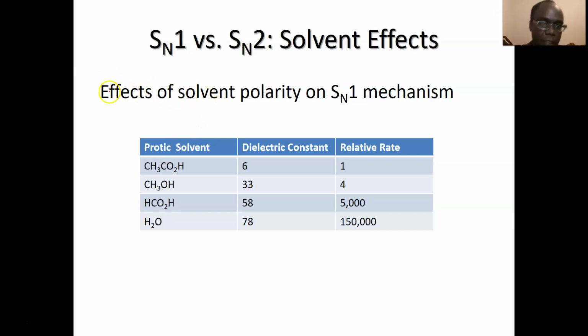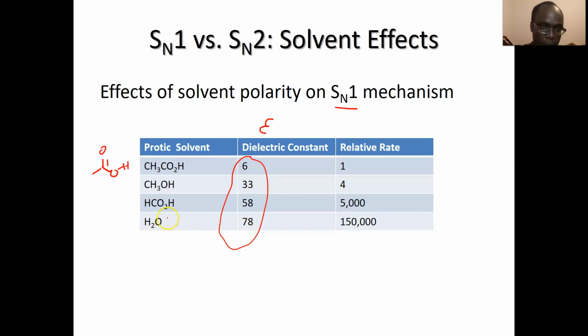Okay, so we're looking at the effect of solvent polarity on SN1. You see, this is polar. These are protic solvents, obviously, because the hydrogens are directly bonded onto the oxygens. These are polar protic solvents. These numbers you're seeing here are called dielectric constants. We usually use the symbol epsilon. The higher the number, the more polar the solvent, and that's what you want.